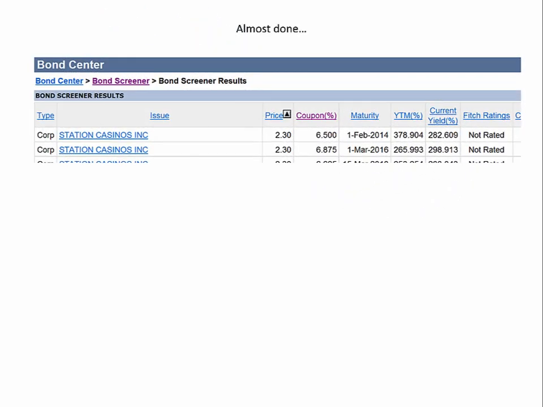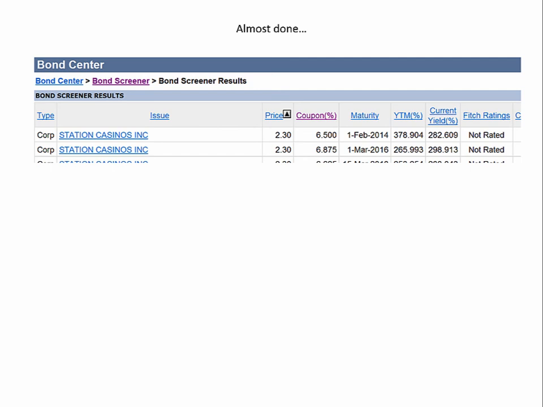Okay, let's go ahead and do one more slide. First, I want to illustrate some examples of bonds that sell at substantial discounts or substantial premiums. First, the case with substantial discount. Here we have Station Casinos Inc. The bonds have a 6.5% coupon, and you can buy them for 2.3% of their face value. So a $1,000 bond can be bought for $23. Sounds like a great deal.